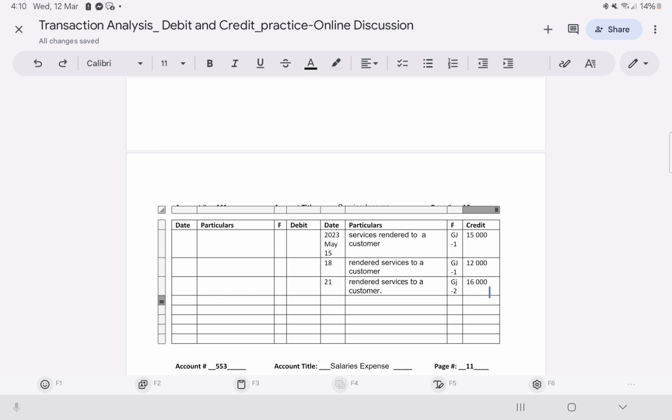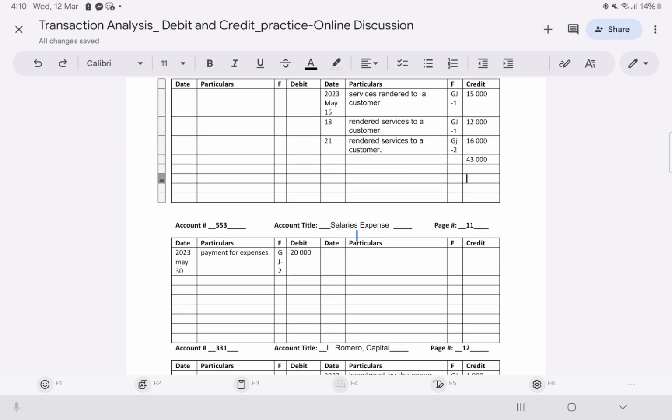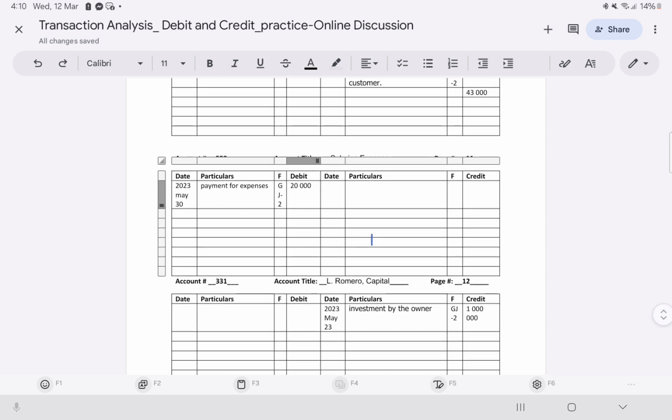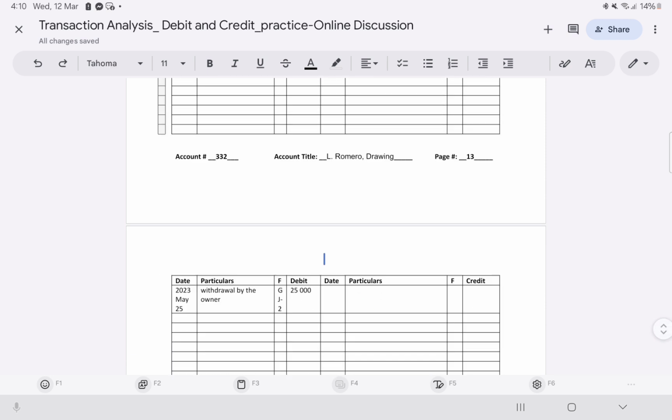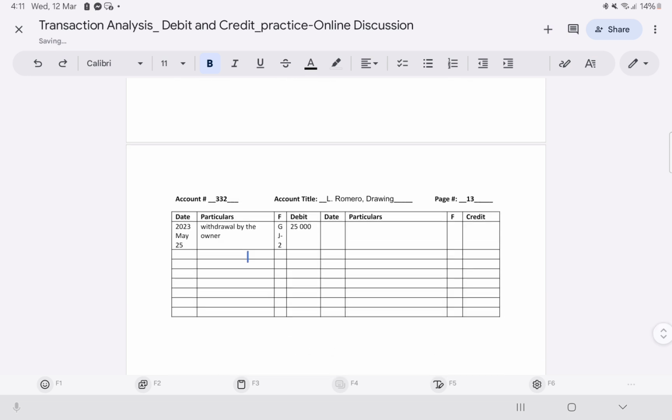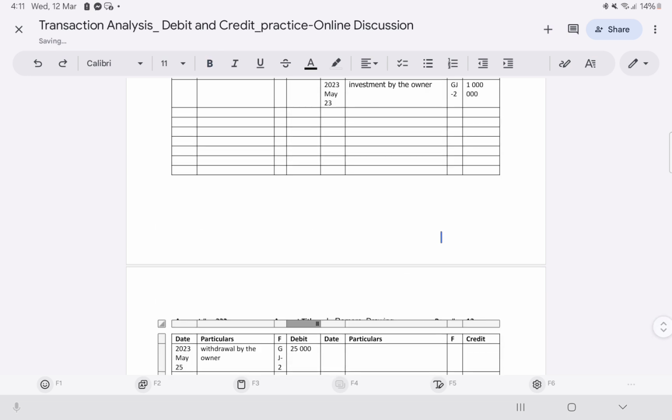15,000 plus 12,000 and 16,000. So total of 43,000 pesos. Okay, we cannot close this because there is no closing entry yet, no. So we need to close that to our capital and so on and so forth. So maybe I will be discussing that as we go along. Okay. So salaries expense, so not yet close. Romero capital, no, and Romero drawing. Okay. So that's all for the general ledger.